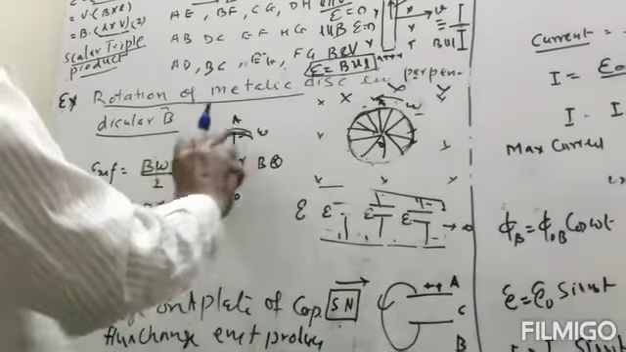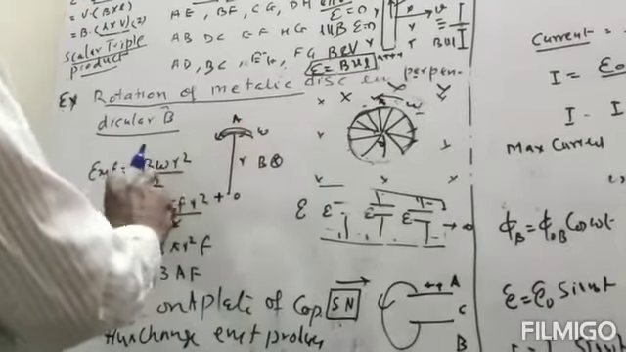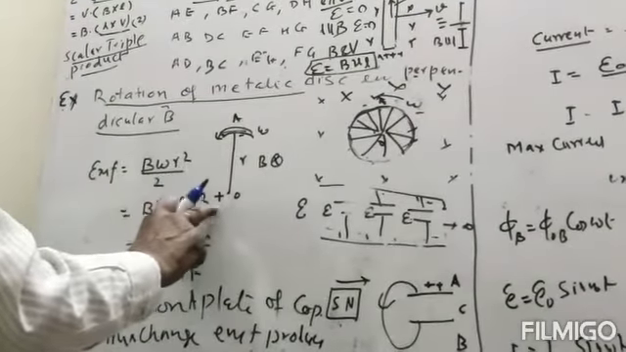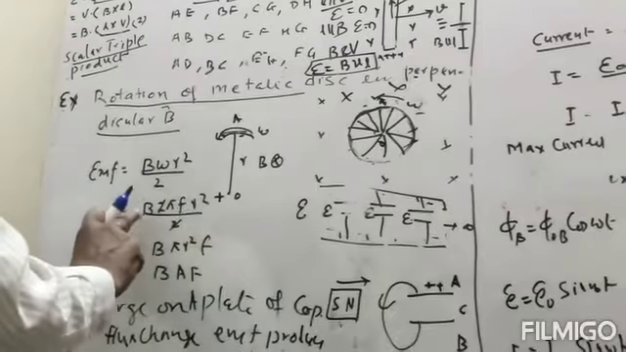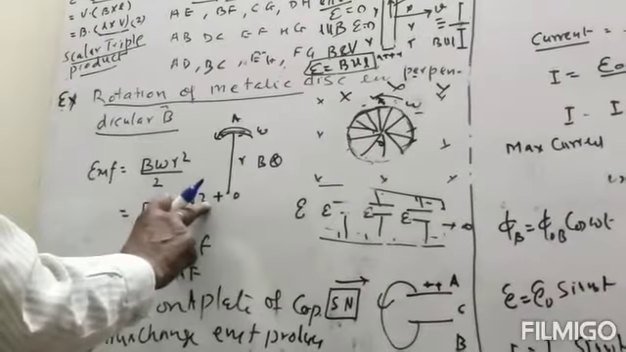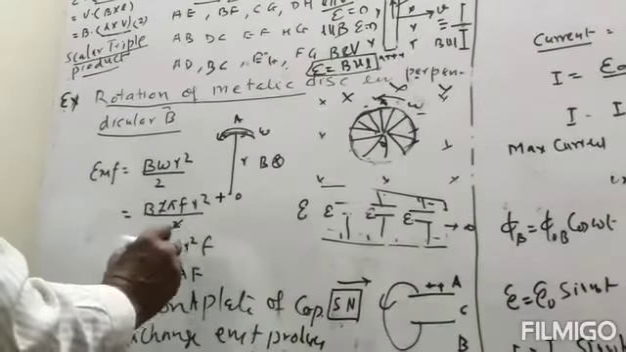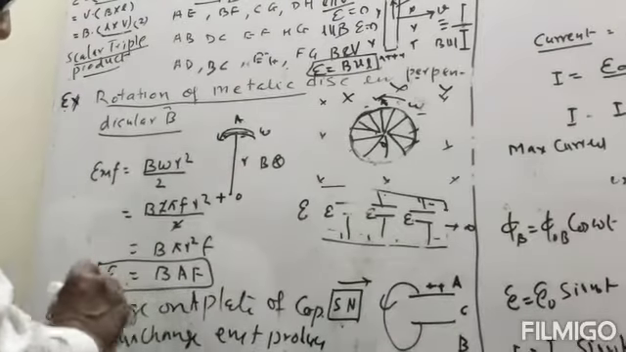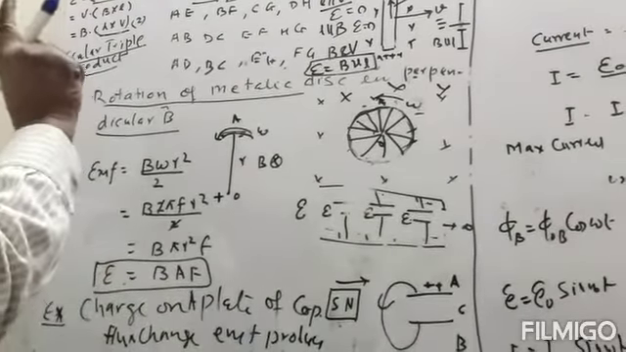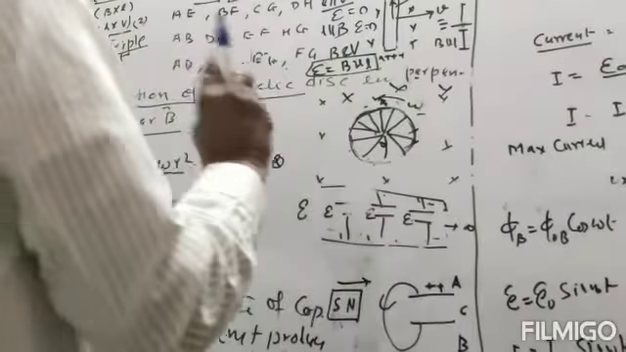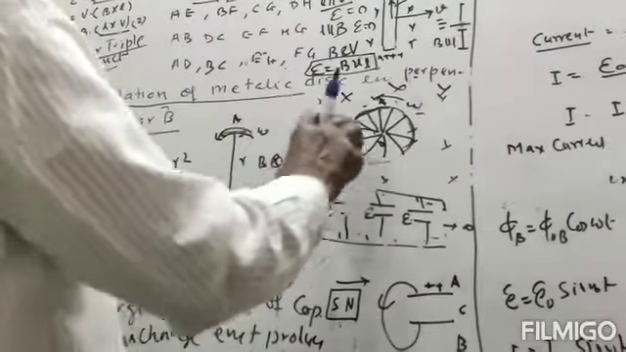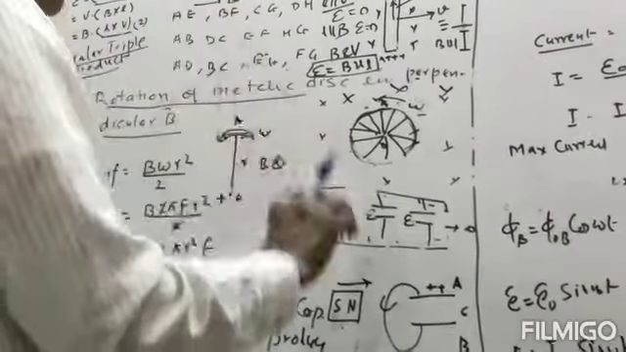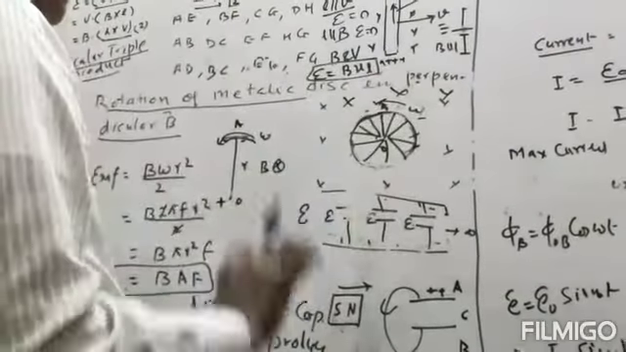So for this it will be there. And we can write omega is equal to 2 pi F. Into R square, the 2 cancels. So B into pi R square into F, and pi R square is equal to A. So EMF is equal to BAF for any one length. Now all the lengths are there, so the EMF will be equal for all these lengths.